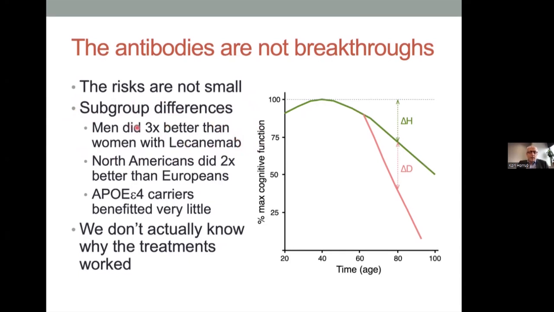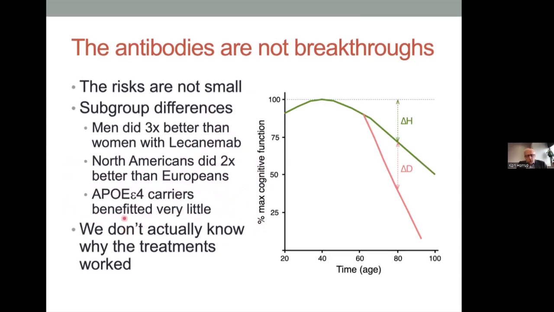So that's sad. North Americans did twice as well as Europeans, which suggests there might have been trial site differences in the trial. And as has been very well recognized, ApoE4 carriers not only benefited very little, but their risk profile was much, much higher because they're far more susceptible to small hemorrhagic bleeds, which are called ARIA-H. And we don't need to go into that because I think we need to move on.